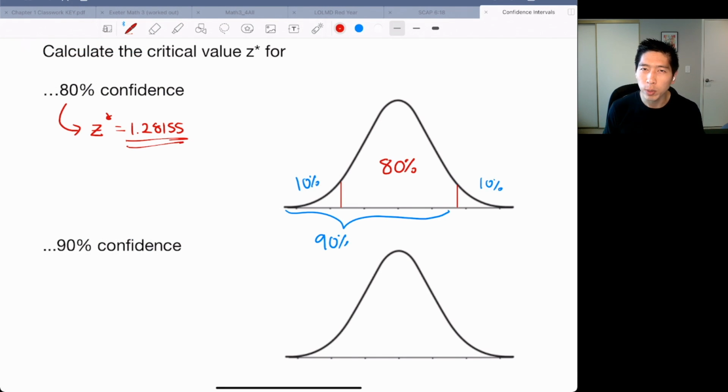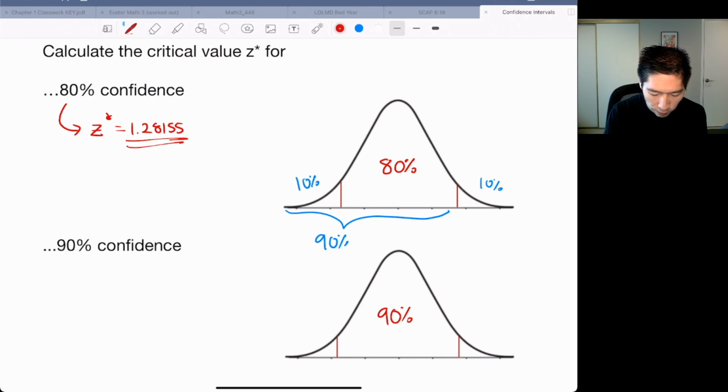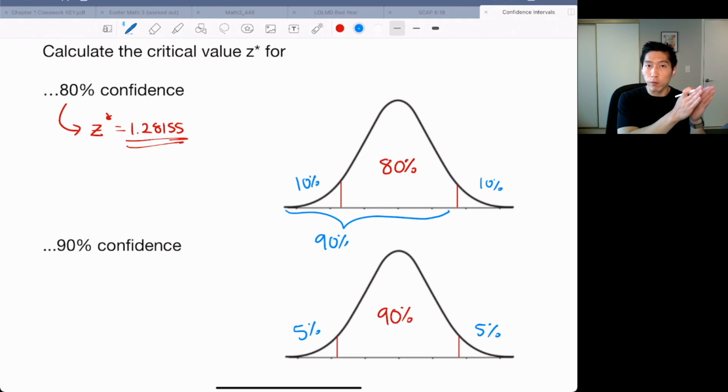Let's try this again because you do actually need to know the math. Let's try this with 90% confidence. That means we're looking at the middle 90% of the normal distribution. The 90% refers to this region right here. The calculator can only go from left to right. We have to type this percentage into the calculator. So what percentage is to the left and what percentage is to the right? It must be 5% and 5%. So in the calculator, we're going to tell it to go from left to right 95%.